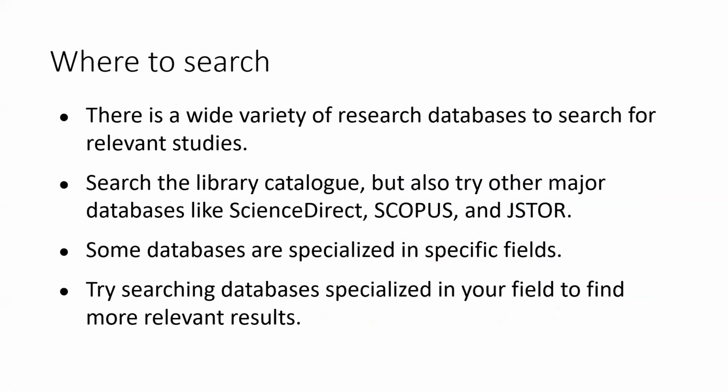Now, where to search. There is a wide variety of research databases that are available for search. But for me personally, I would like to draw your attention to 3: Science Direct, Scopus, and JSTOR, right? There are some databases which are very specialized. The abstracts or indexing databases, you can always refer to them. And always try to search databases which are specialized in your field of study, because then it is already narrowed down to a specific area of study.